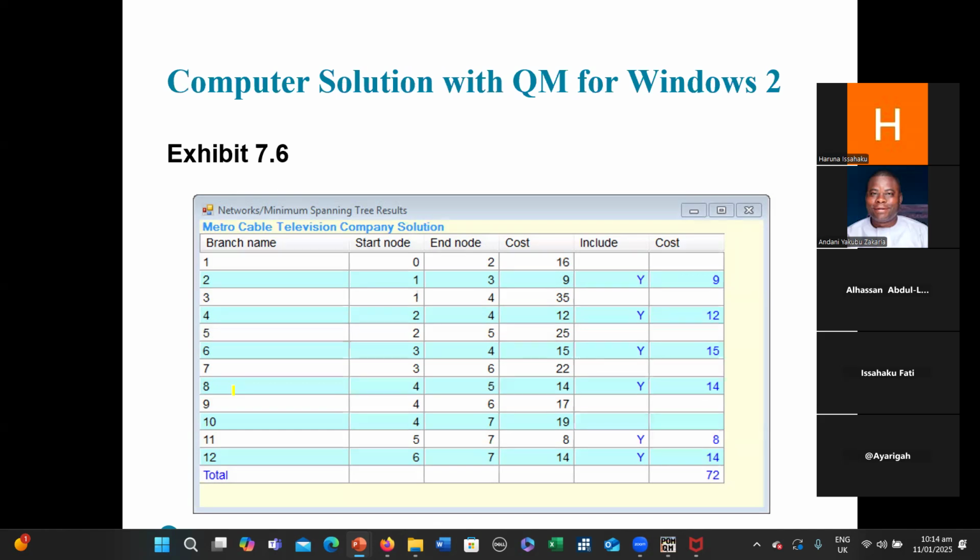I've shared with you Exhibit 7.6. So, and then I think I've answered your question. I've told you that you can start at any point, but by convention, most people start from node 1.